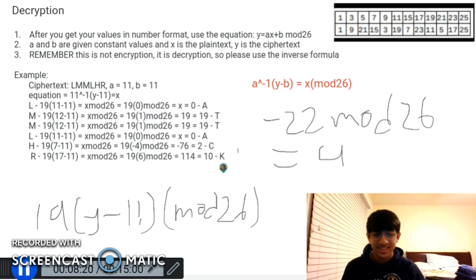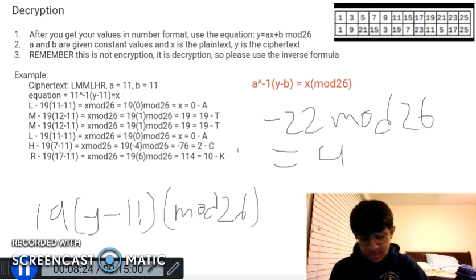The basic concept to get out of here is that encryption and decryption are the exact same thing. You just have a different formula, and for each formula you plug in different values.